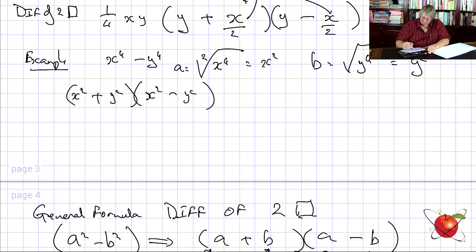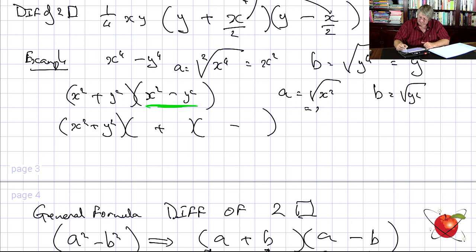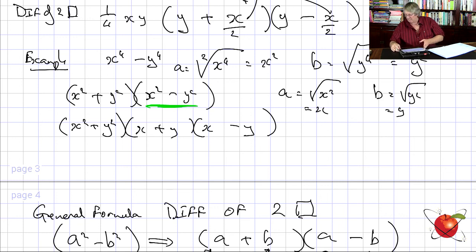Now, hold on. Look at that. That's the difference of two squares again, isn't it? So if it's the difference of, we've got to keep going. X squared plus y squared. That one is going to be, it's a difference of two squares, open two brackets. Put a plus, put a minus between. Then a is going to be the square root of x squared. B is going to be the square root of y squared, which is x and y. Okay. Right, that brings us pretty much to the end of those.